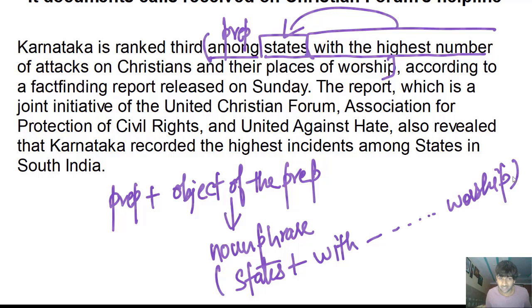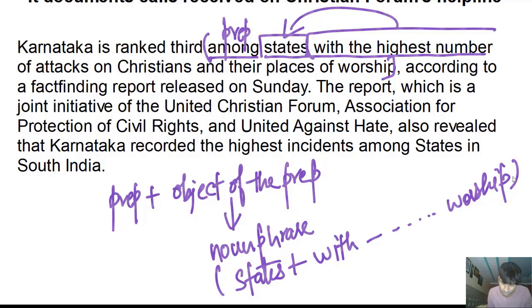How do we form a noun phrase? We can have a pre-modifier plus a noun, we can have a noun plus a post-modifier, or we can have a pre-modifier, noun plus post-modifier. But we need a modifier, right? We need an adjective with a noun to form a noun phrase, all right?